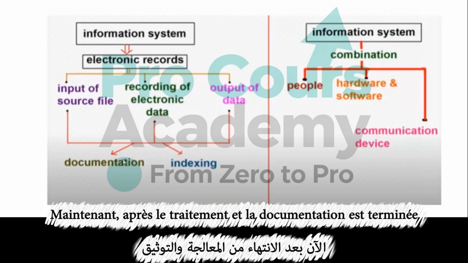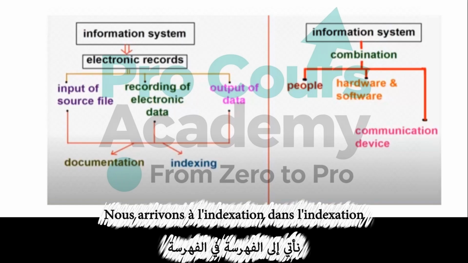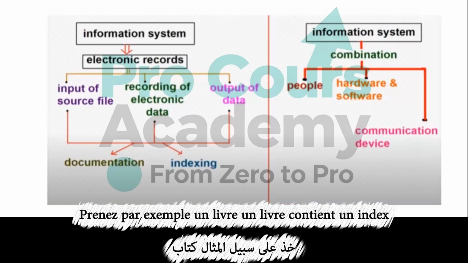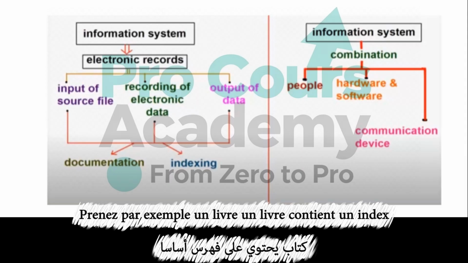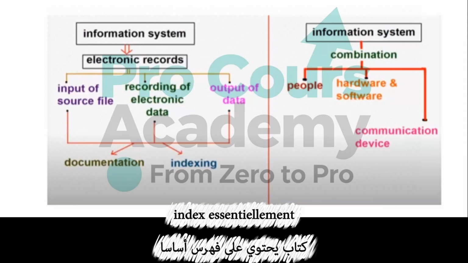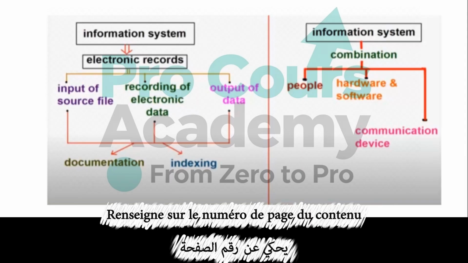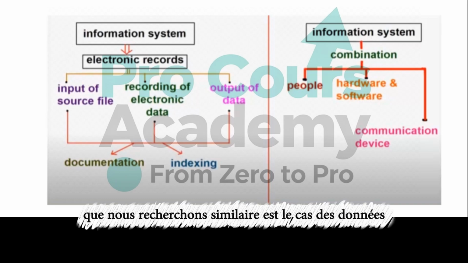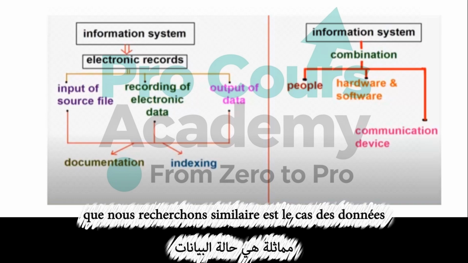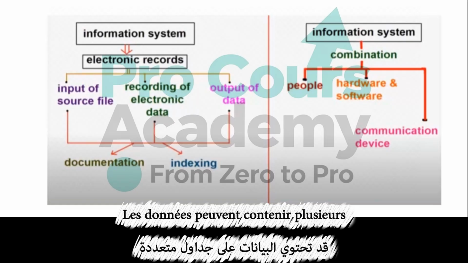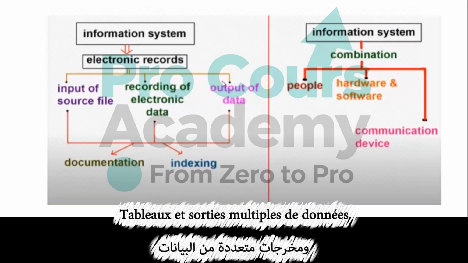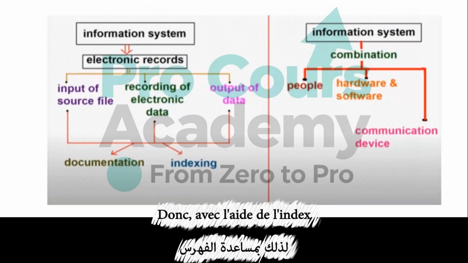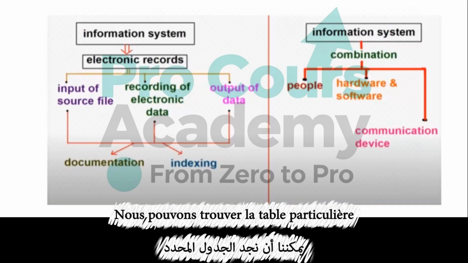Now, after processing and documentation is done, they come to indexing. For example, a book contains an index, which basically lists the page numbers of the content that they are searching for. Similar is the case with data. The data can be in multiple tables and multiple outputs of data. So with the help of an index, we can find the particular table that we are searching for.